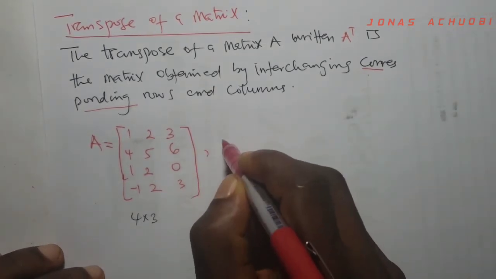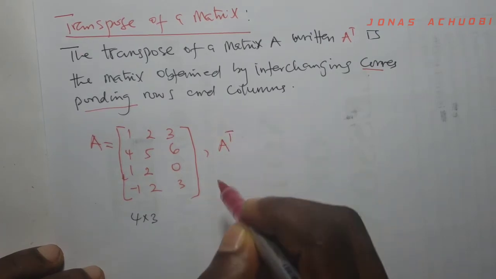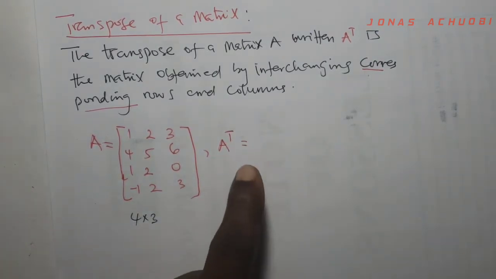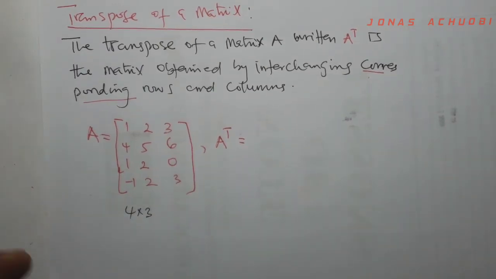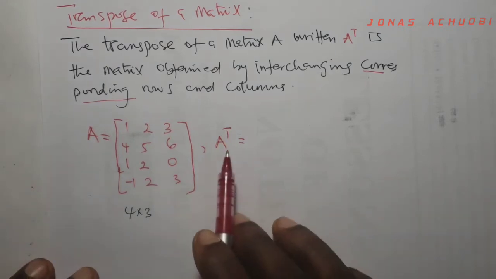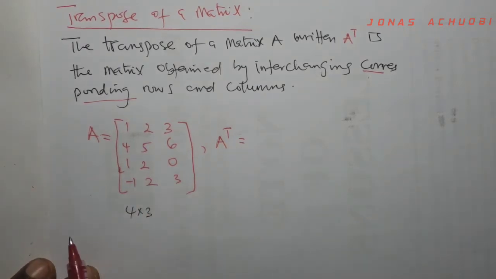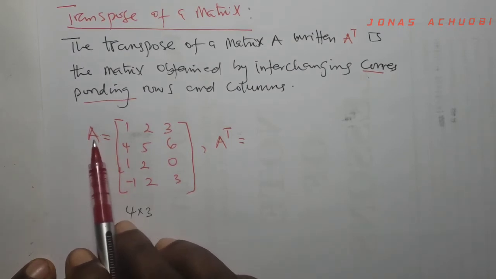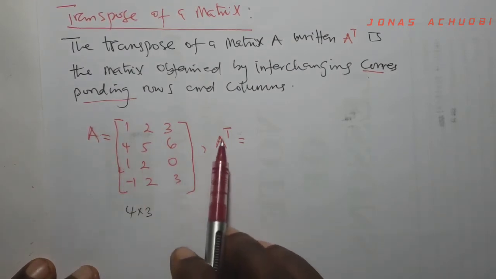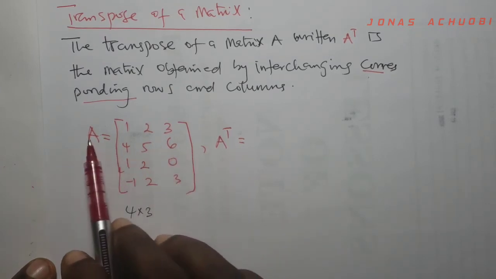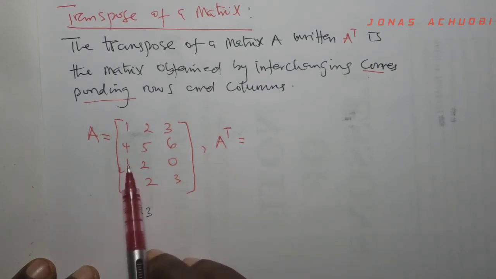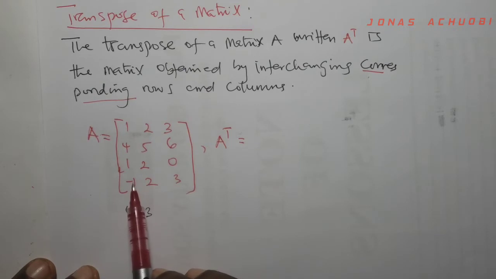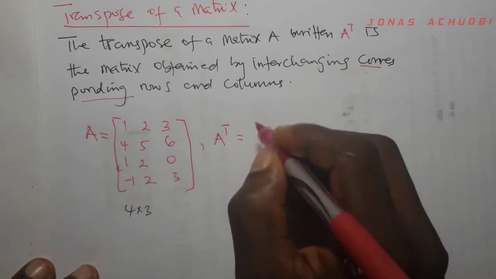Now, there's another matrix called the transpose of matrix A, denoted as A raised to the power T. Now, this matrix is obtained from matrix A by interchanging corresponding rows and columns. Now, what does that mean? It means that in our new matrix, which is going to be the transpose of matrix A, row 1 of matrix A becomes column 1 of matrix A transpose. Row 2 of matrix A becomes column 2 of matrix A transpose. Row 3 of matrix A becomes column 3 of matrix A transpose. And row 4 of matrix A becomes column 4 of matrix A transpose. What does that mean? Let's see.